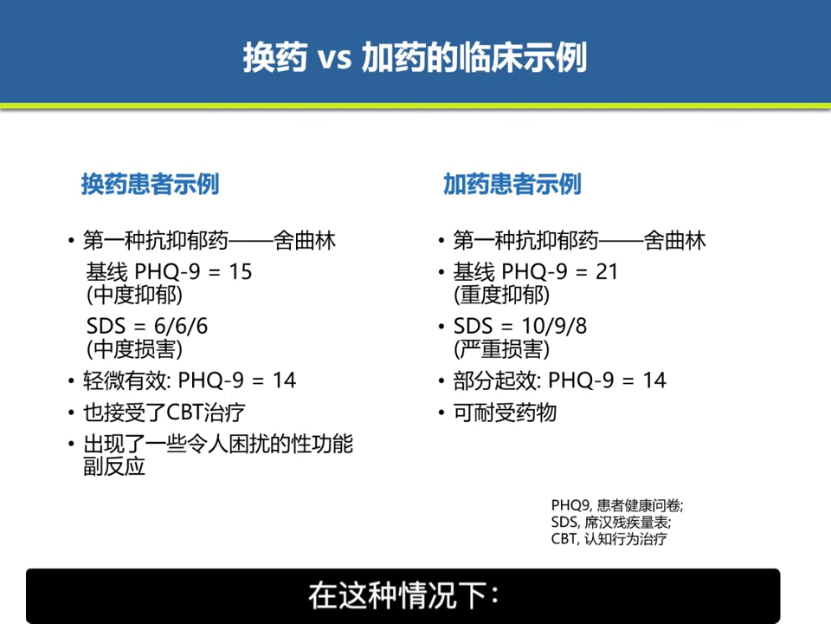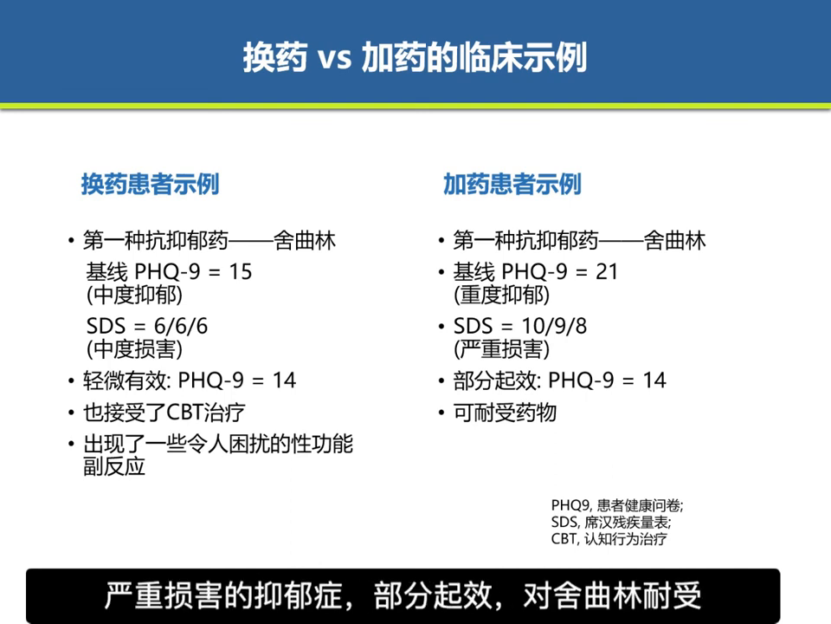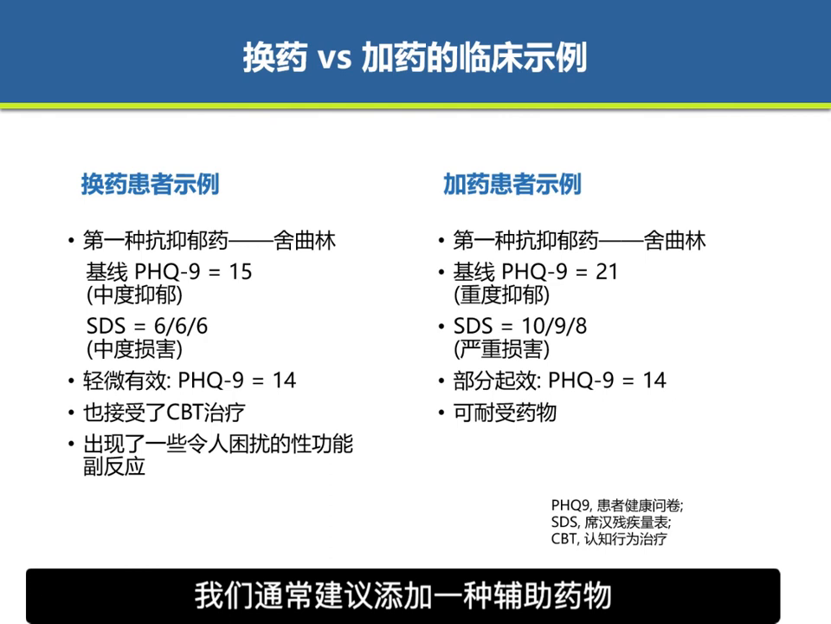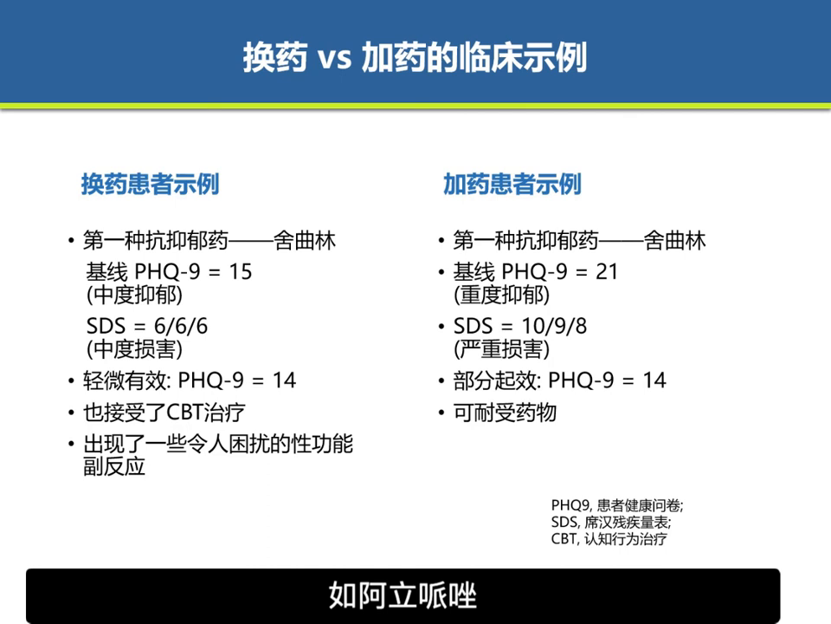So in this scenario, for this patient with severe impairing depression with a partial response and tolerating the sertraline, this is a situation where we usually recommend adding on an adjunctive agent like aripiprazole. So this just illustrates two scenarios in which the first scenario you would switch, and in the second scenario you would add on.